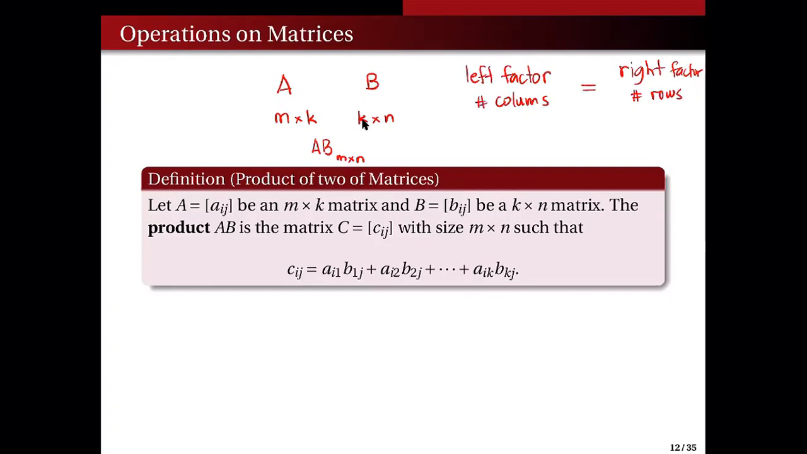You can multiply them. The next question is, how are you going to multiply? You have here the entry Cij. It will be Ai1 B1j plus Ai2 B2j plus until AiK BKj.